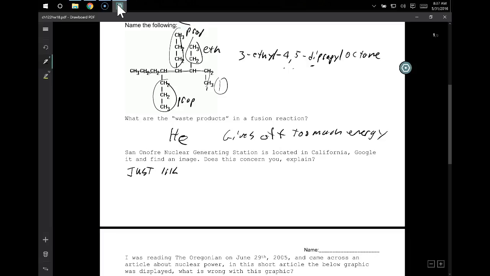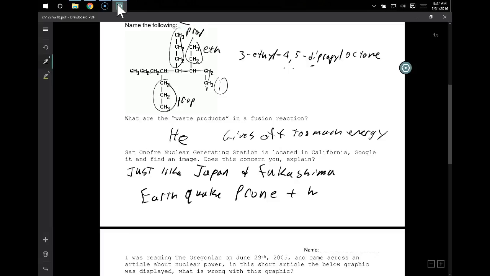Just like Japan. We've got an area that's earthquake prone, plus it's right next to the ocean. Just like a completely stupid idea, in my opinion.